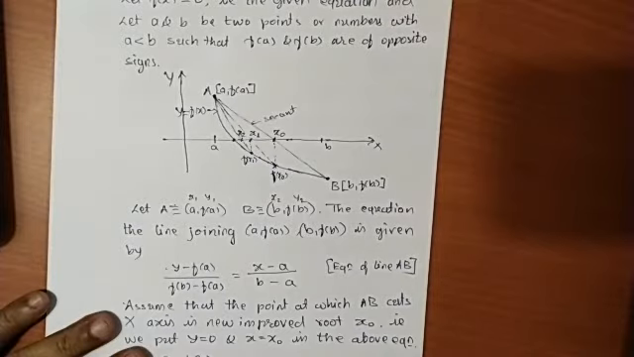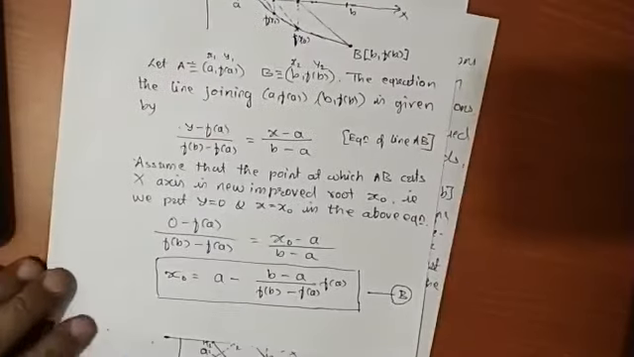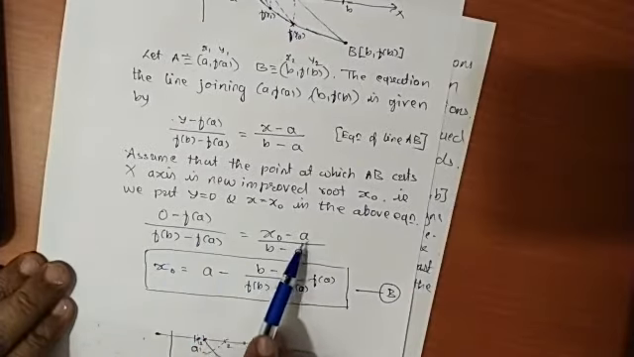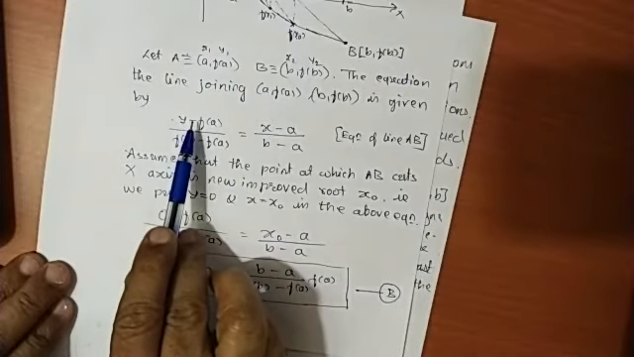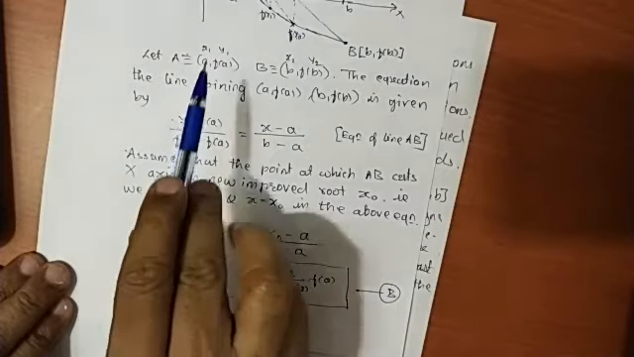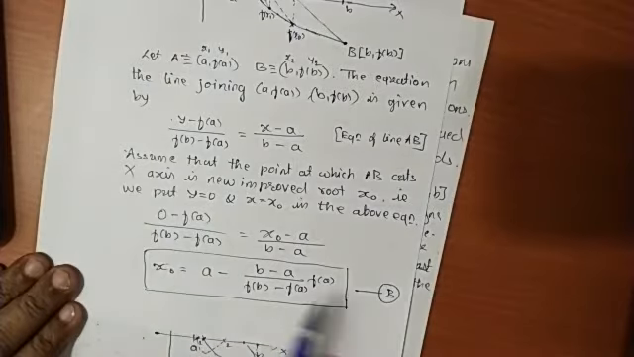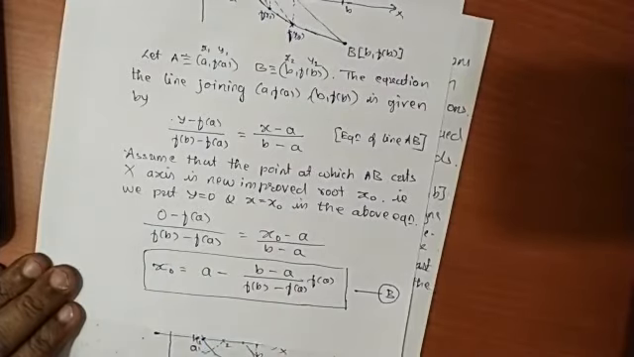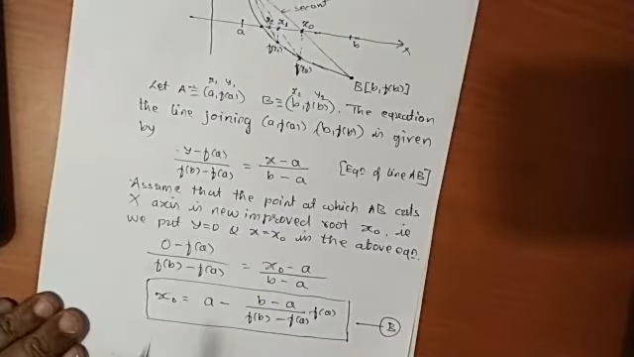I call this expression B. So this one, (0 minus f(a)) over (f(b) minus f(a)) is equal to (x0 minus a) over (b minus a), is the equation after putting x equal to x0 and y equal to 0, because at x0 the chord cuts the x-axis, so y becomes 0 there. So I find x0 from this expression and I get, after simplification, this equation which gives x0.